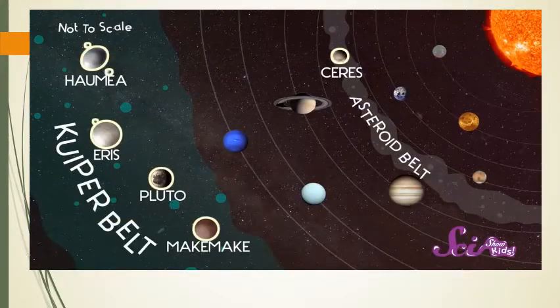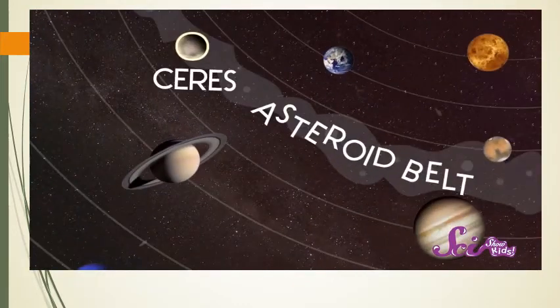Ceres is the closest dwarf planet to the Sun, located in the asteroid belt, that big band of space rocks flying around between Mars and Jupiter. In addition to being closer to us than the rest of the dwarf planets, Ceres is also the smallest of them. It's so small that scientists consider it to be both a dwarf planet and a really big asteroid.